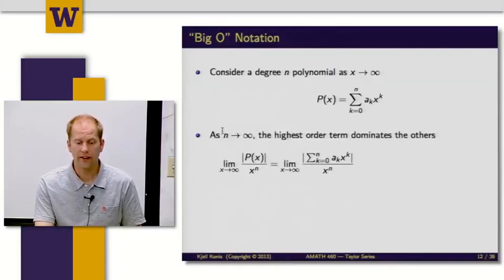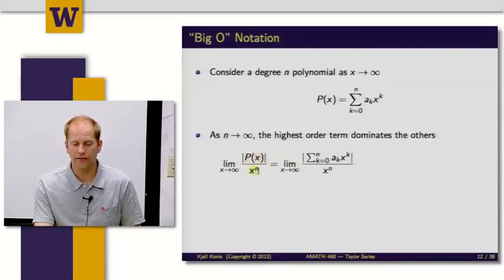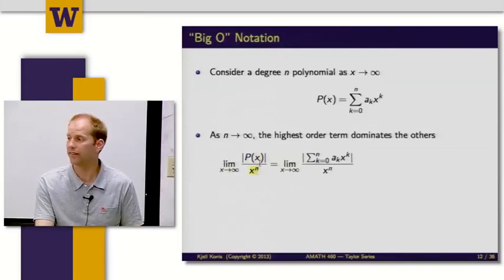It turns out that as x goes to infinity, the highest order term dominates the other terms. So what I can do is look at the limit of my polynomial as x goes to infinity divided by x to the n. So x to the n is x to the highest power, the degree of the polynomial. So I can write my polynomial like this.